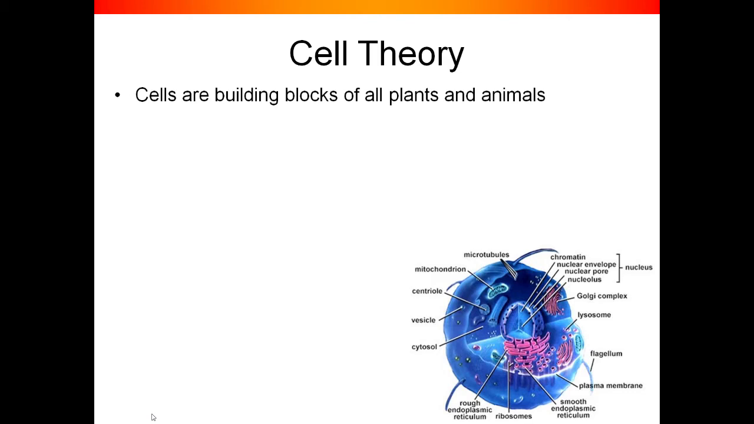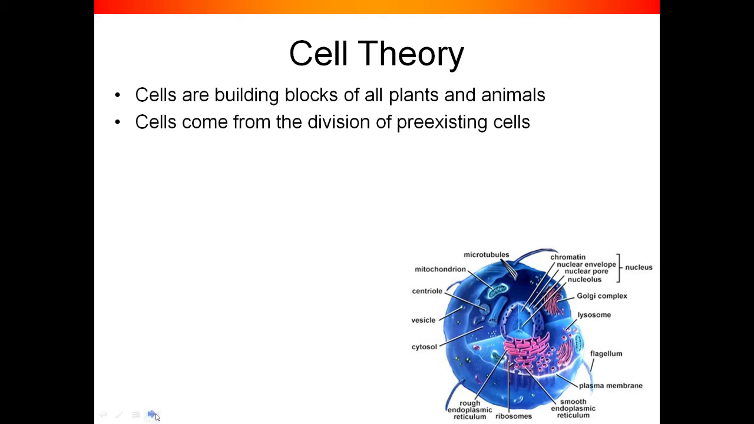So it's called a theory until it can be disproven. So the cell theory states that cells are the building blocks of all plants and animals. Cells come from the division of pre-existing cells. They don't just appear out of nowhere. Early scientists thought that things appeared out of nowhere. They didn't realize there were stages in organisms' life cycles that they couldn't see.